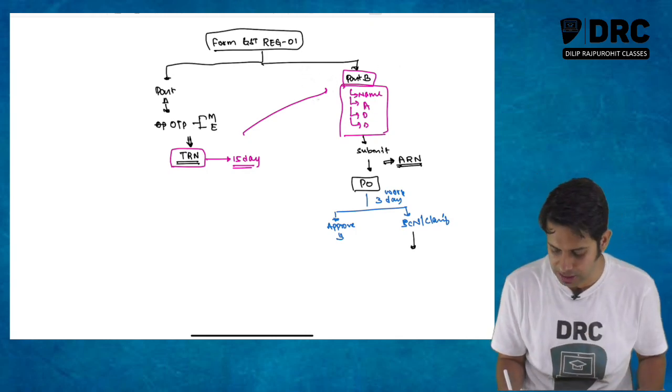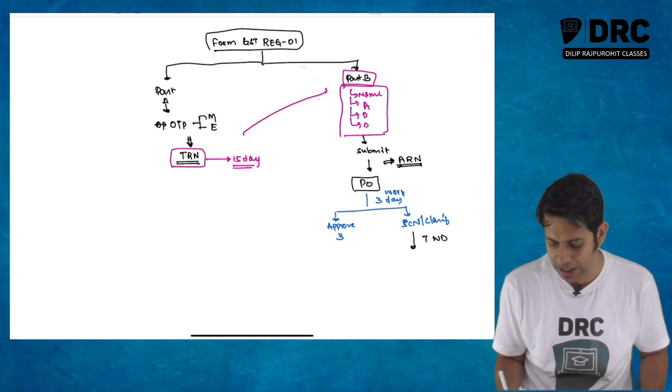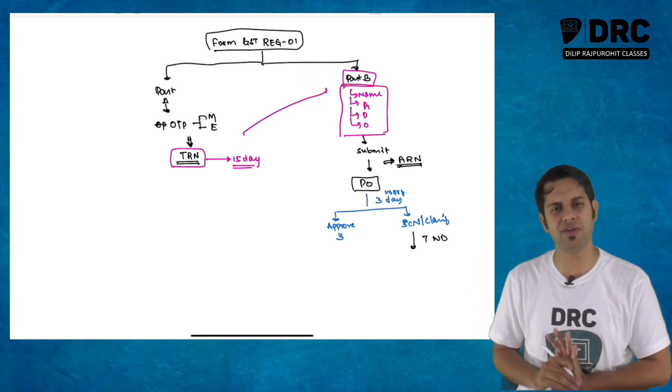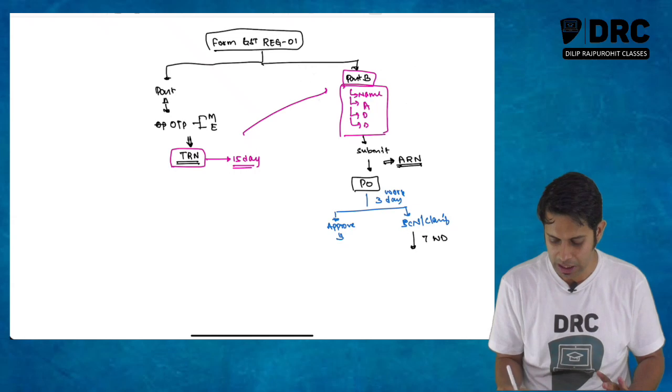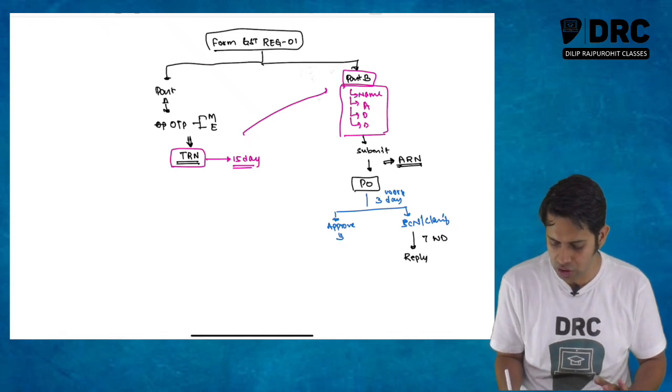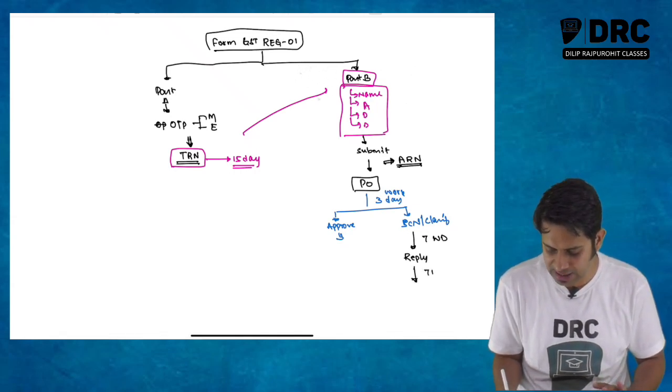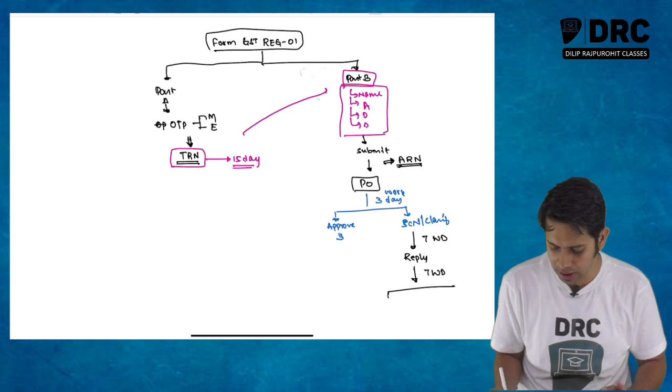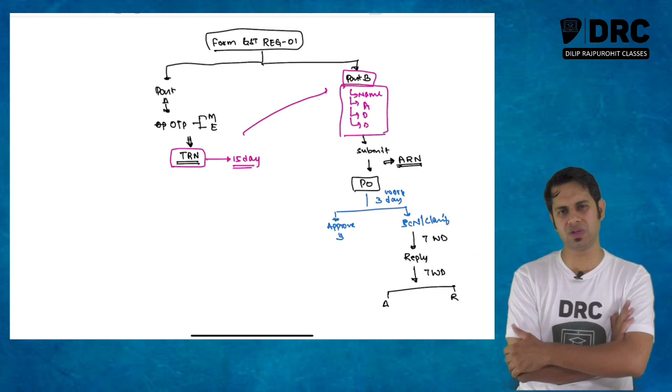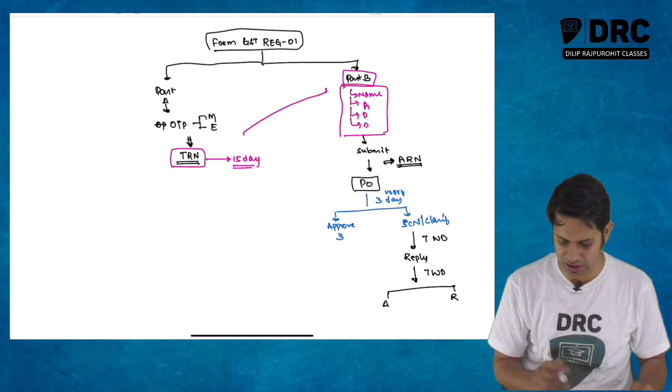He'll send a show cause notice. Now once he sends a show cause notice, I being the applicant, I have 7 working days to reply to that show cause notice. Once I reply to the show cause notice, the officer has 7 working days to what, sir? To either approve or reject the application. This is the procedure which was followed by us.